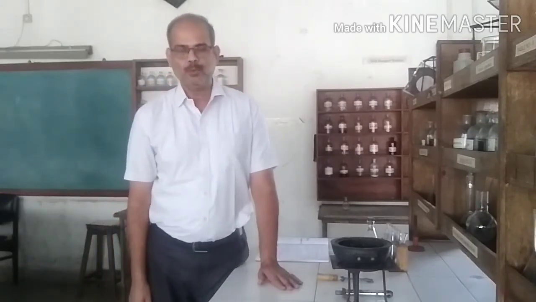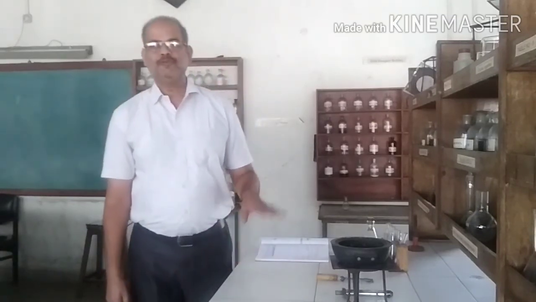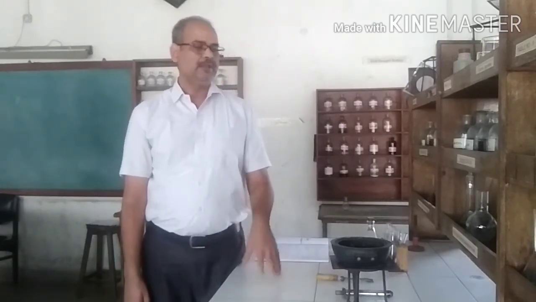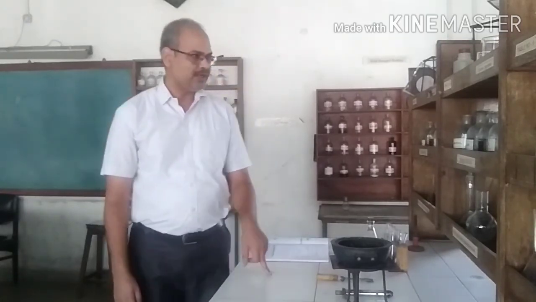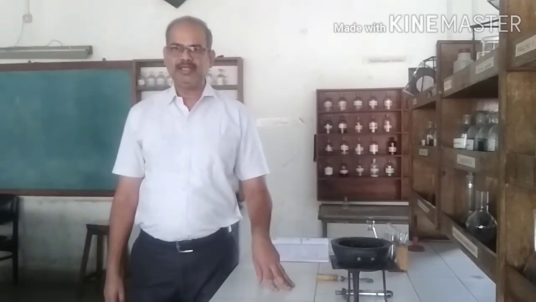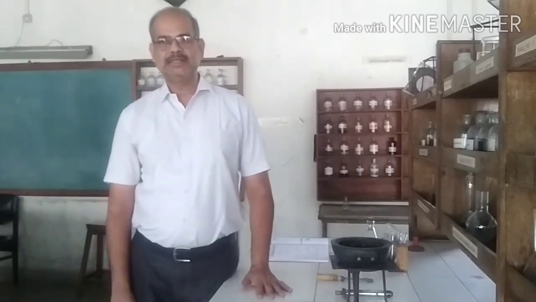So this is how we detect the functional group in the organic compounds. So we have tested 4 organic compounds in these 2 videos. The first organic compound contains phenolic group, second compound contains carboxylic group, third contains aldehyde group, and fourth contains ketonic group. I hope children you have understood this simple experiment.